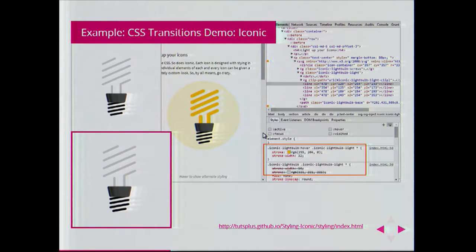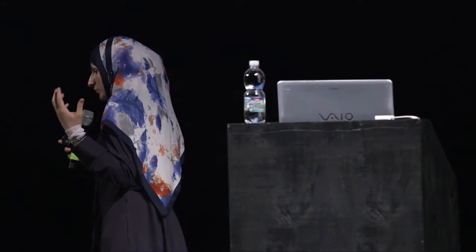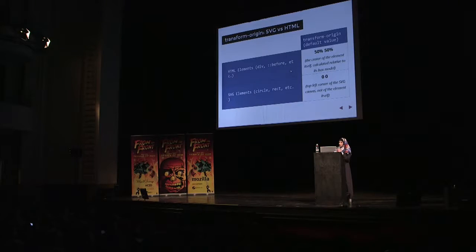But most animations are usually going to contain some kind of transformation. Rotation, translation, scaling, whatever. In most cases, SVGs respond to the transform and transform origins just like HTML elements do. However, there is one inevitable difference that you should be aware of. The transform origin in SVG and HTML is very different.